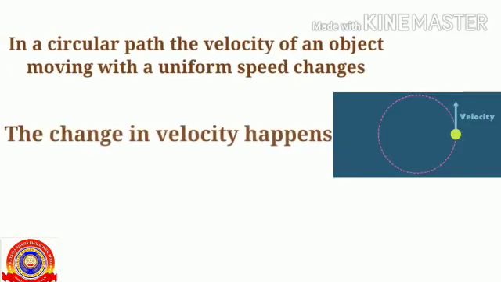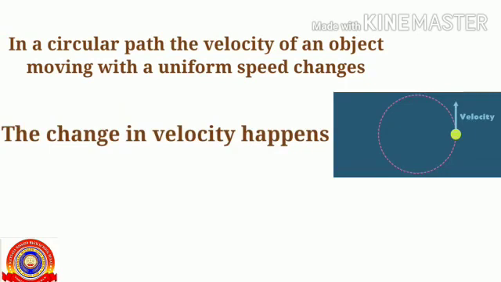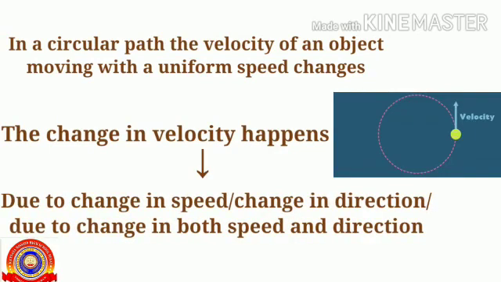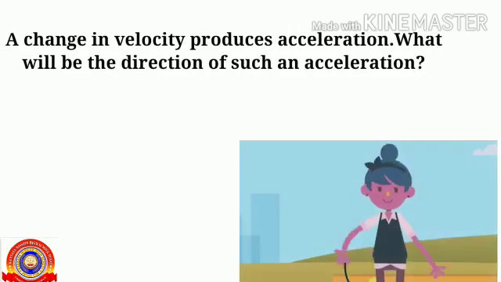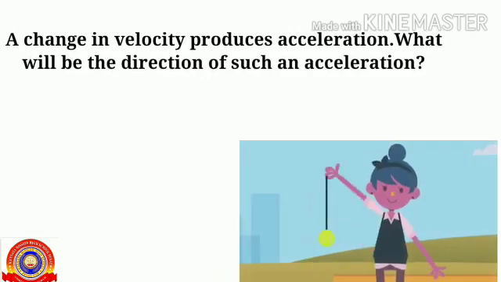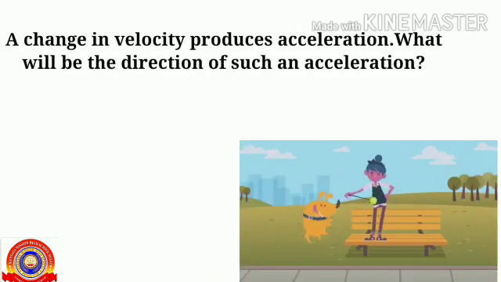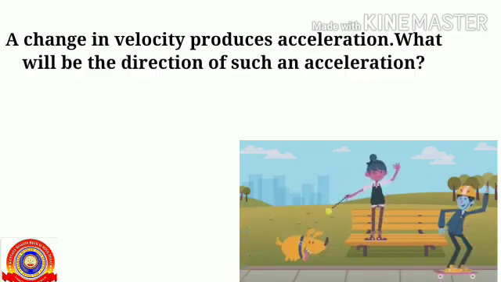In a circular path, the velocity of an object moving with a uniform speed changes. The change in velocity happens due to change in speed or change in direction, or due to the change in both speed and direction. A change in velocity produces acceleration, that we already studied in our 8th standard. So what will be the direction of such an acceleration? Let's examine with an example.